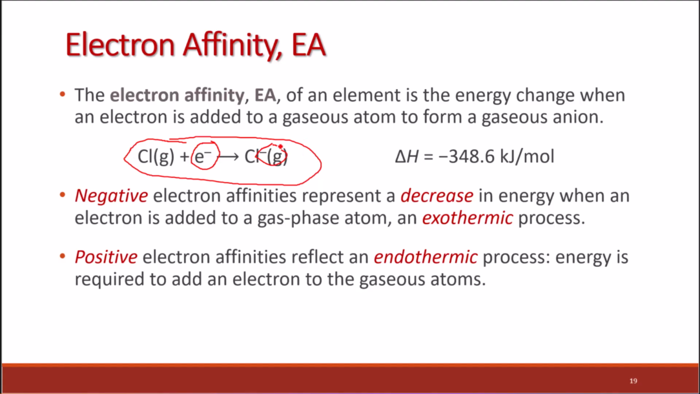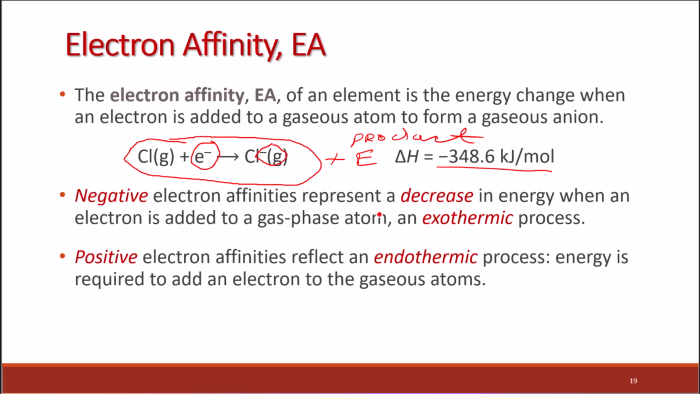Or you get one more negative charge if you're adding it to something other than an element, like an anion. So atom plus electron gives you negative charge, and you get a release of energy. Remember, negative delta H means exothermic. That means that energy is a product. Okay, you get an energetic product.